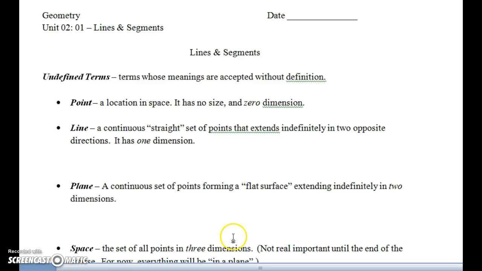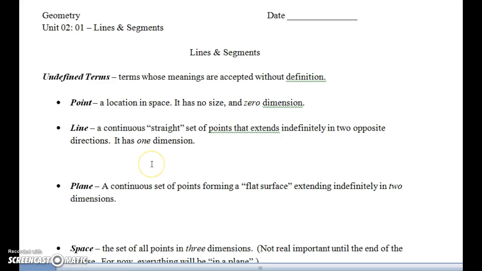This is Geometry, Unit 2, Lesson 1 on lines and segments. What we're going to look at in this first lesson is the basic vocabulary that goes along with geometry. So let's start with undefined terms. Undefined terms are terms whose meanings are accepted without definition. There are things that we just know are things and we don't have to define what they are.